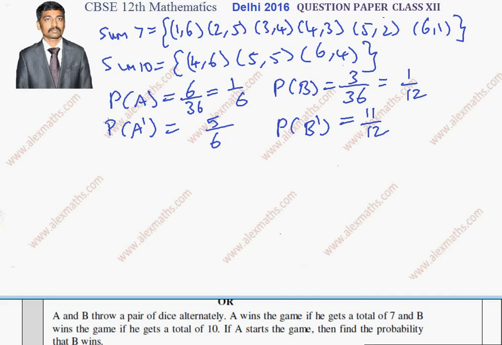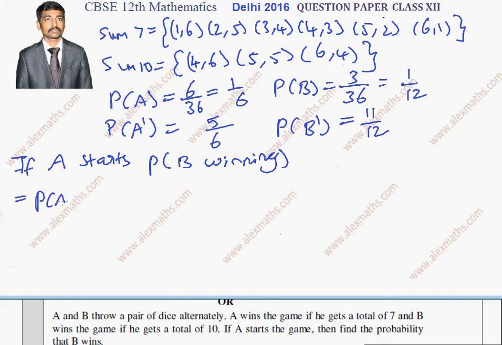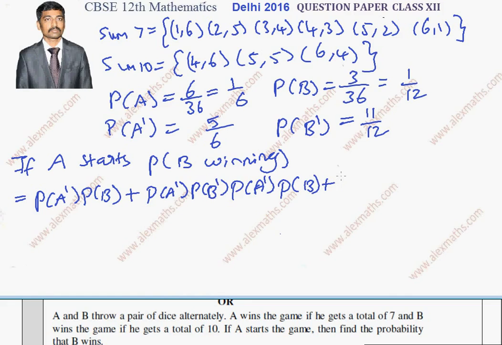Now if A starts the game, we want to know what is the probability that B wins. So if A starts, P of B winning the game, we have a series. Since A starts first, A has to fail, then only the chance will come to B and B will win. Or what can happen is, first A starts and A fails, then B fails, then again A gets a chance, he fails, then B will get a chance, he wins. Like this the series goes.